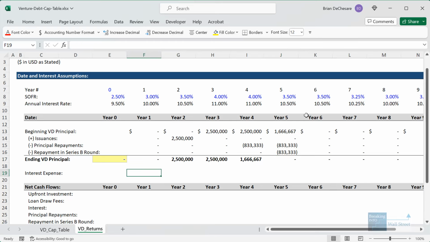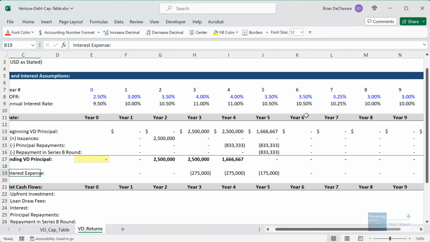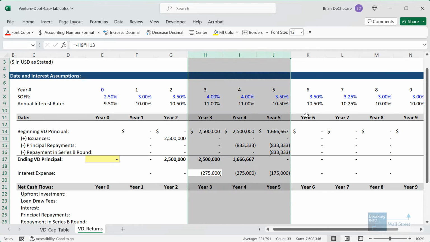Now for the interest expense, this is pretty simple. We can just take the interest rate and then multiply by the beginning balance right here and copy this across from year 1 through year 10. And so you can see we have the 3 years of interest here and only 2 years of principal repayment because of that 1 year interest-only period in the beginning.